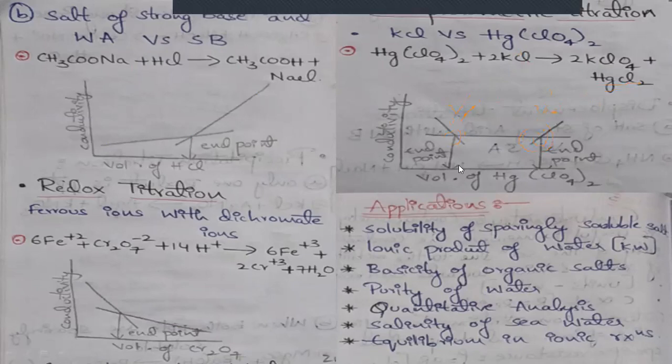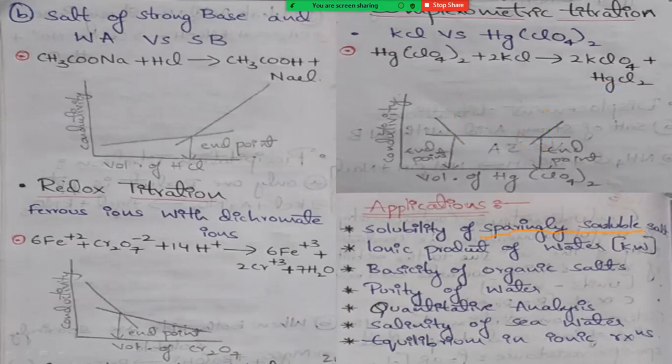And the next one is applications of conductometric titrations. So what are the applications where this conductometry will be applicable? The first application is solubility of sparingly soluble salts. Here, this is the term, this is very much important: sparingly soluble.